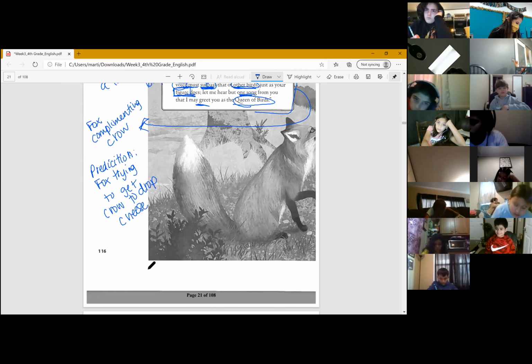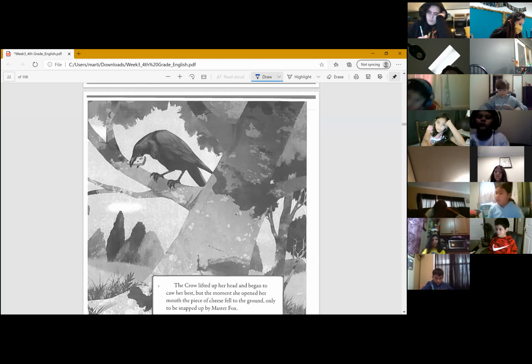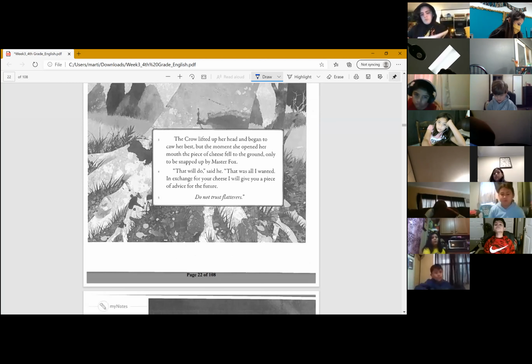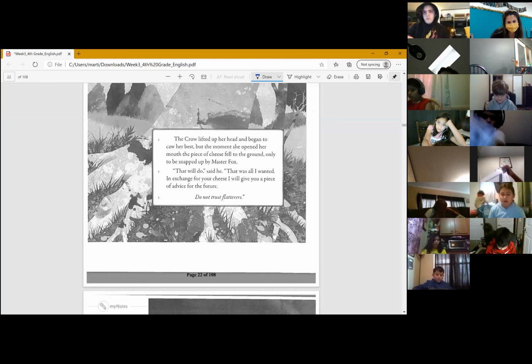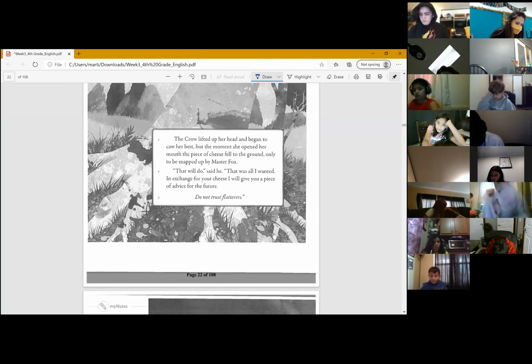Next page. "The crow lifted up her head and began to caw her best. But the moment she opened her mouth, the piece of cheese fell to the ground, only to be snapped up by Master Fox." What happened here?